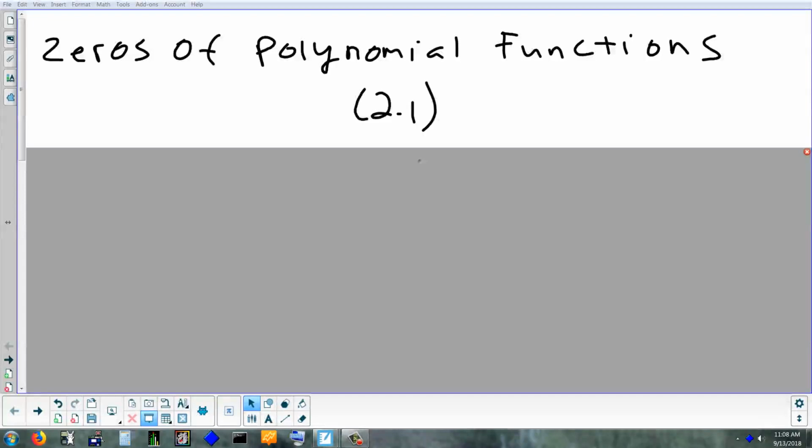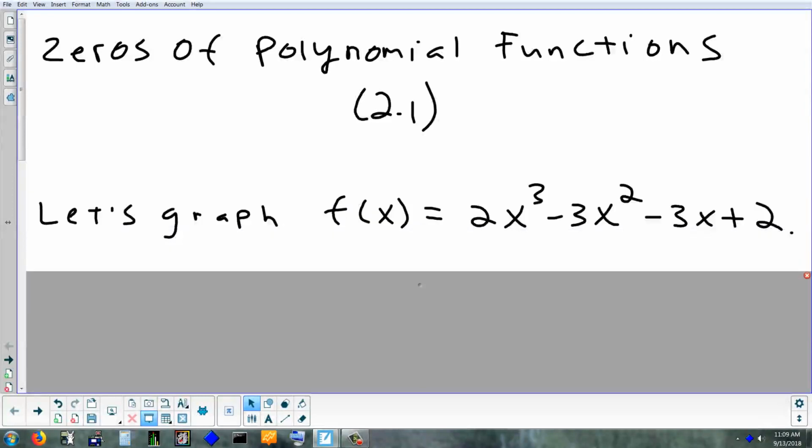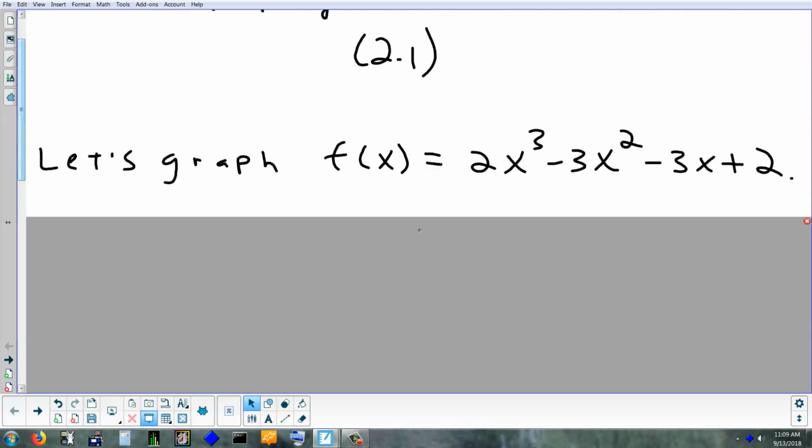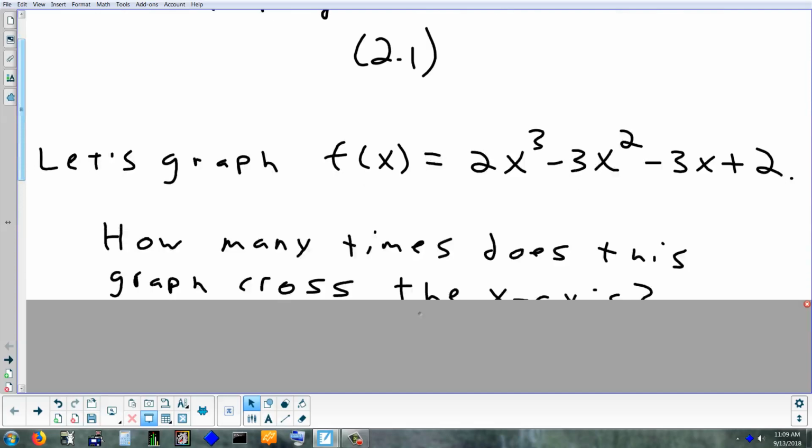Okay, so last section we're going to look at is 2.1. You might get to part of 2.2, but definitely not finishing it. And this whole chapter is on polynomial functions. So we'll talk about what makes something a polynomial, and then some different characteristics of polynomials, like how you can tell what they're going to look like, how many turns the graph can have, things like that, just by looking at it. So let's just graph that and see what happens.